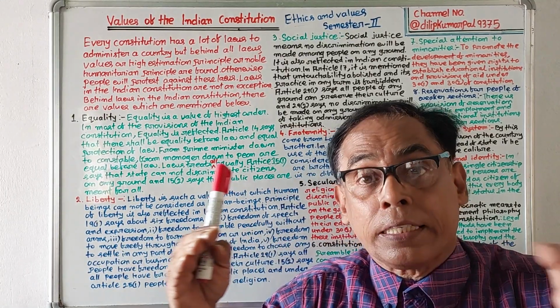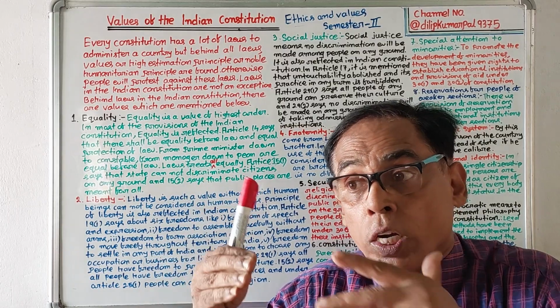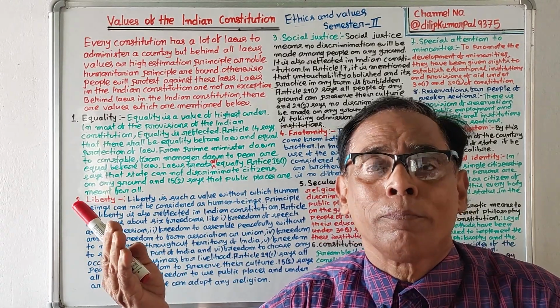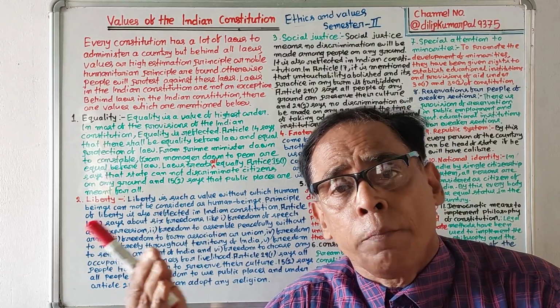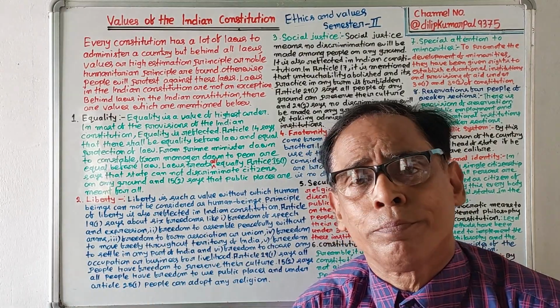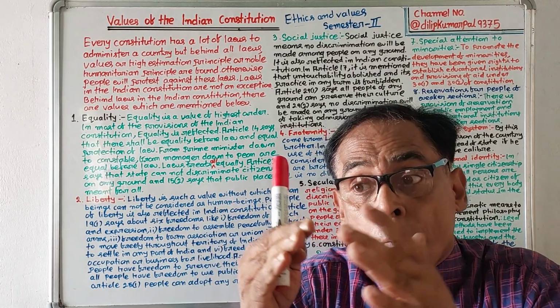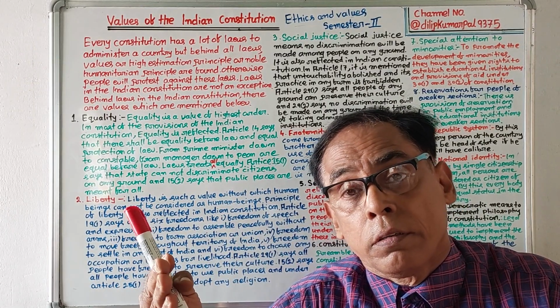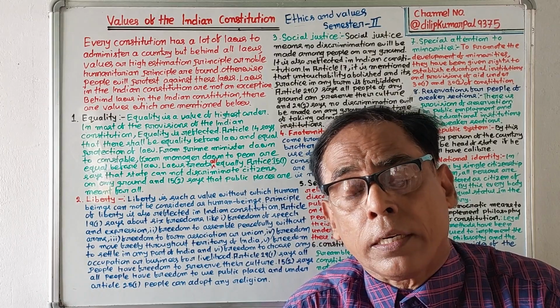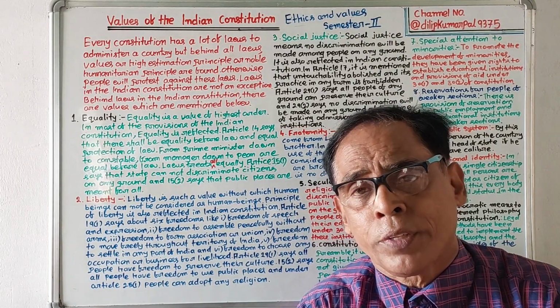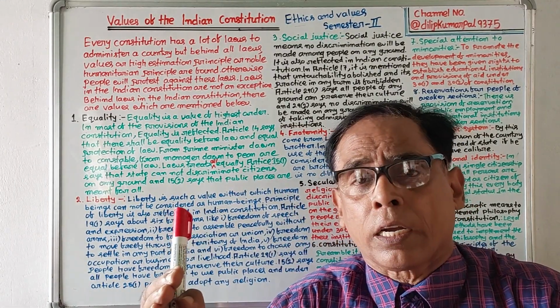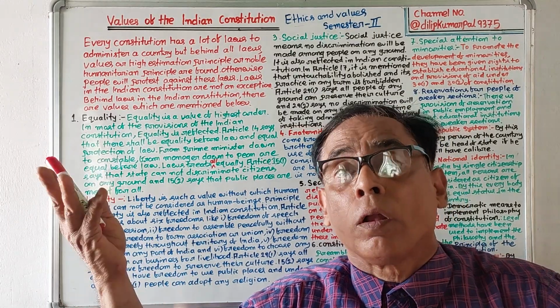In Article 14 it is clearly mentioned, there shall be equality before law and equal protection of law. Means before law all are equal and law gives equal protection to all. Then Article 15 clause 1 says that state cannot make discrimination among citizens on the ground of caste, color, religion, language. Article 15 clause 2 says that public places are for all.